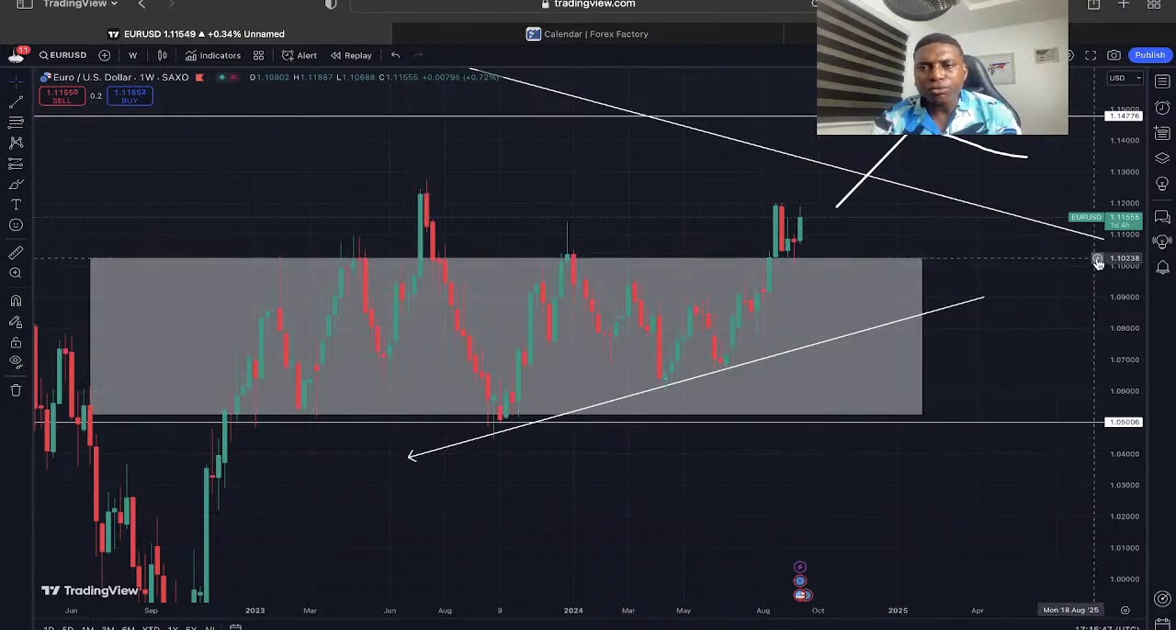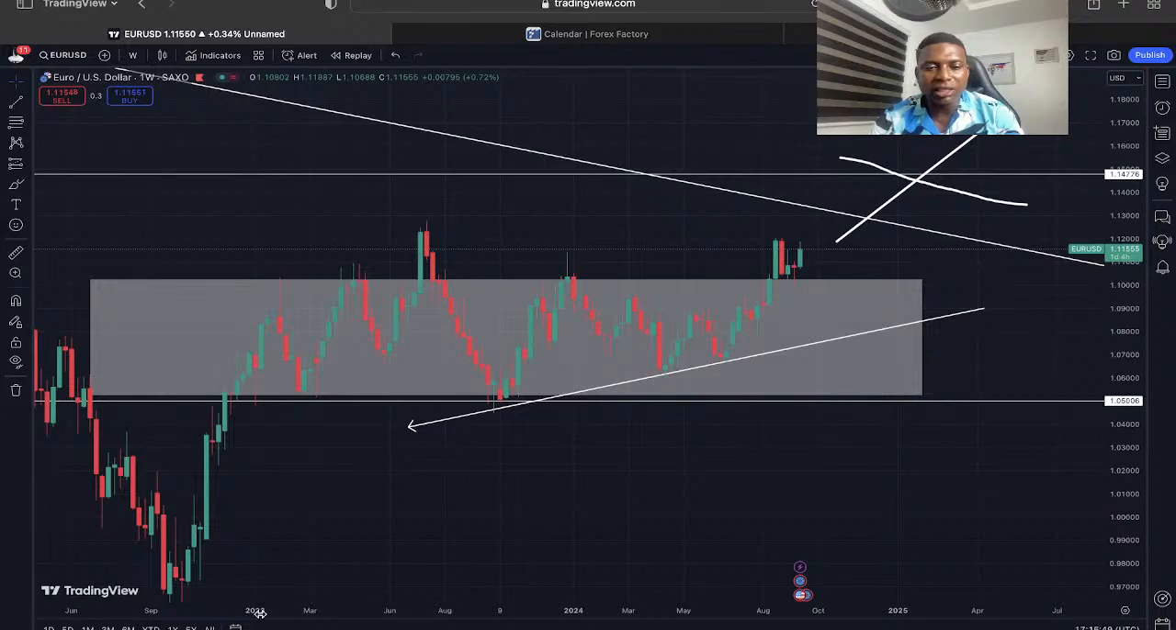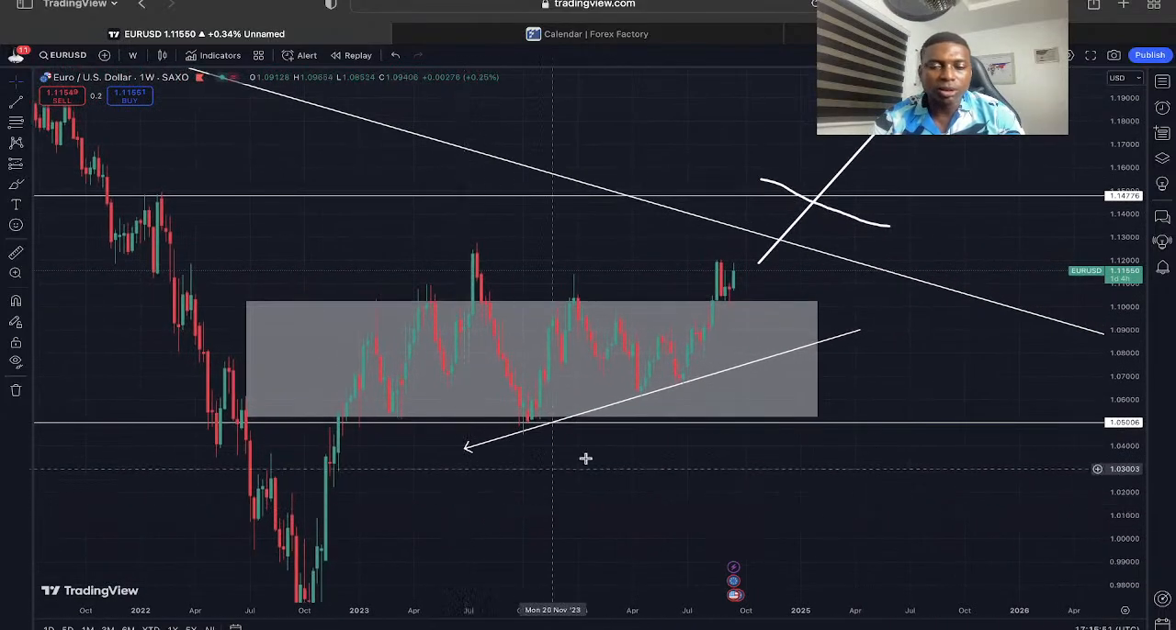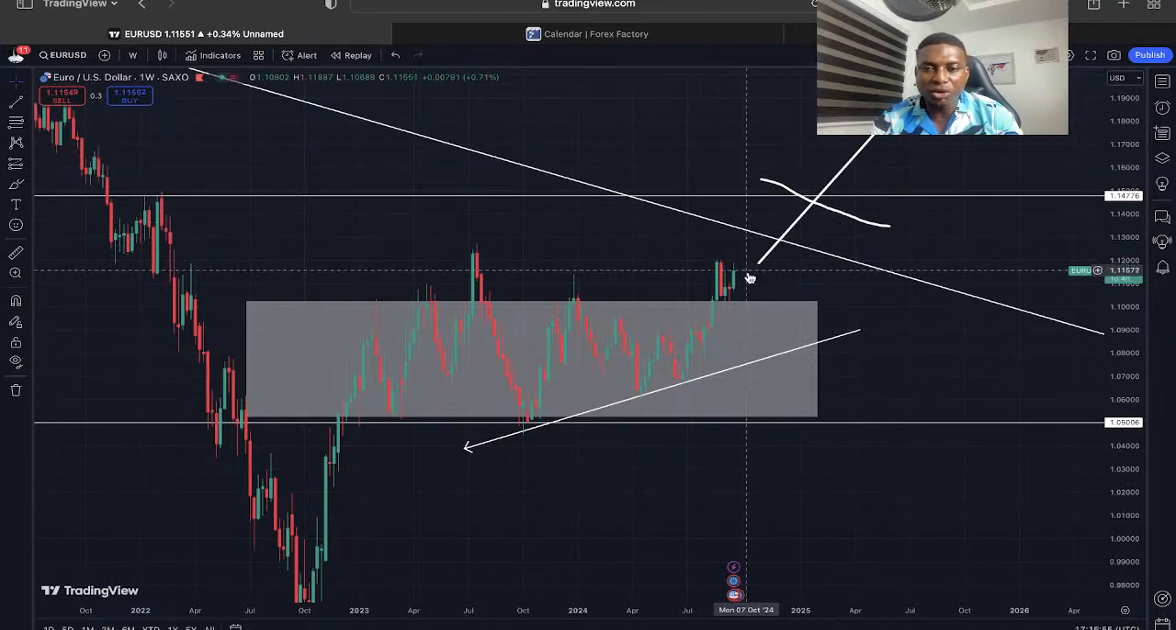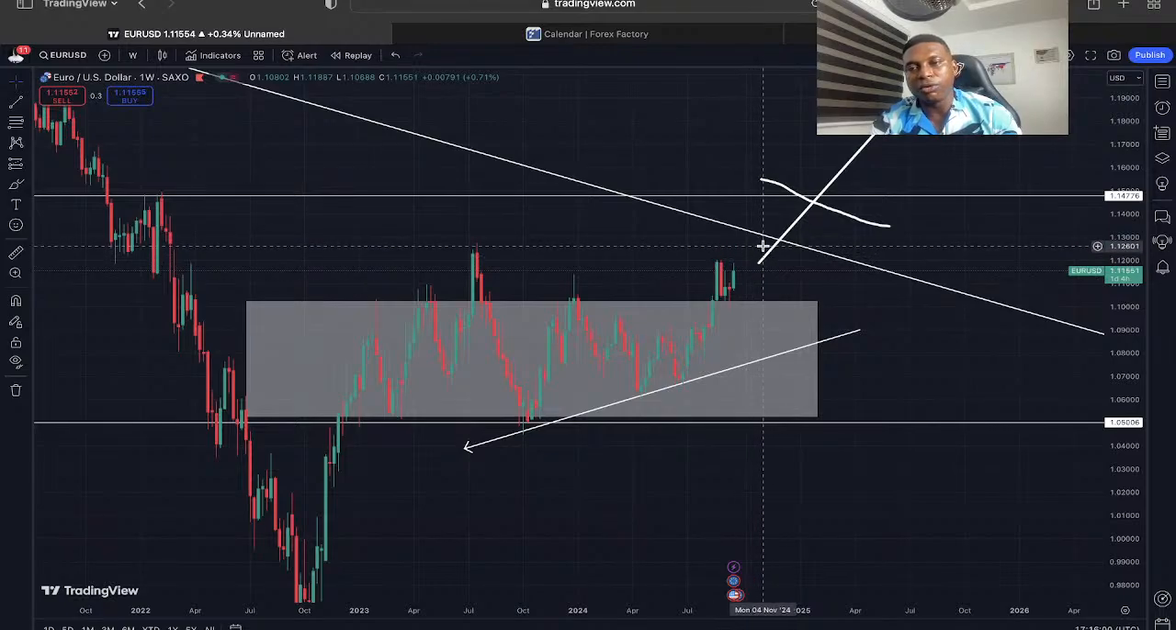So that is the outlook on the weekly time frame. What momentum are we expecting to see? More push up in the price of Euro USD. All right, good.